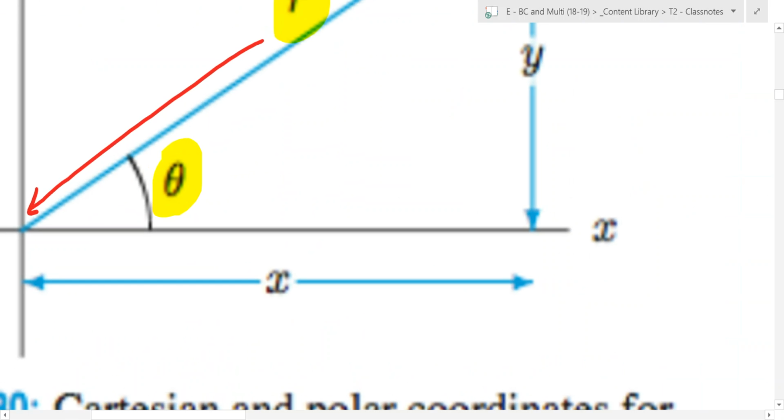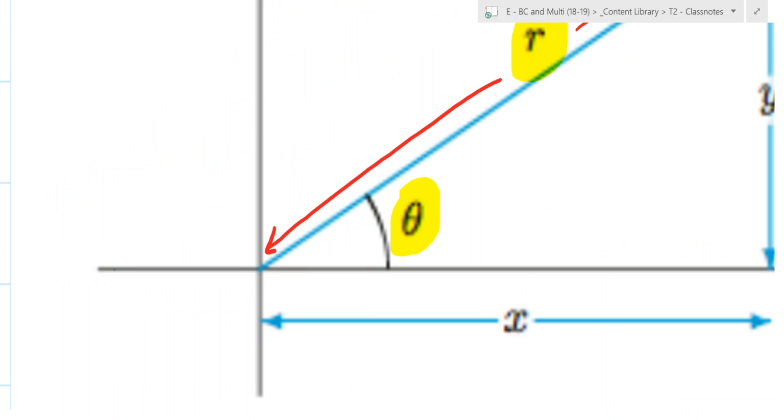Theta is what? The angle. What angle? Be specific. The angle formed, or the angle that extends from what to what? So be more specific: not just the x-axis, the positive x-axis to the ray formed when you connect the origin to the point. You have to be very specific about that because it's not this angle right here, right? It's not that angle. It's the angle formed from the x-axis to the right.